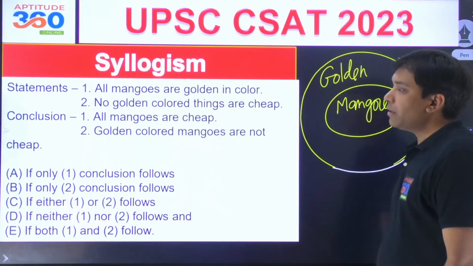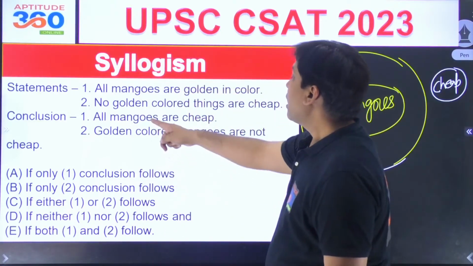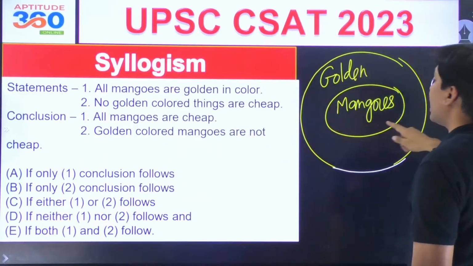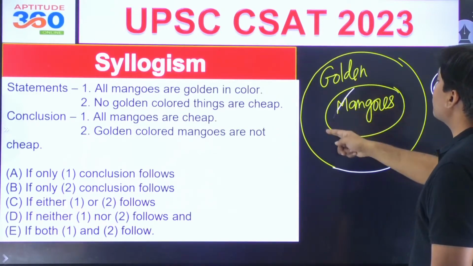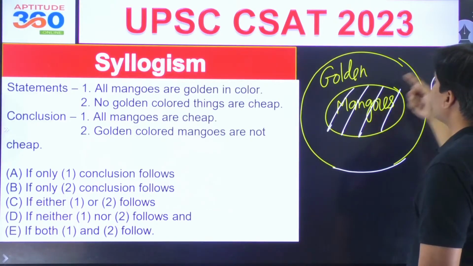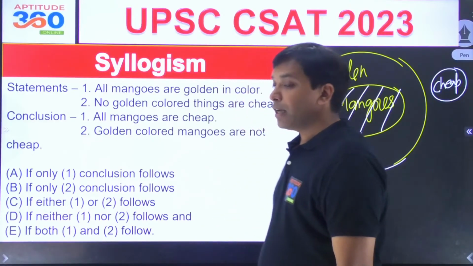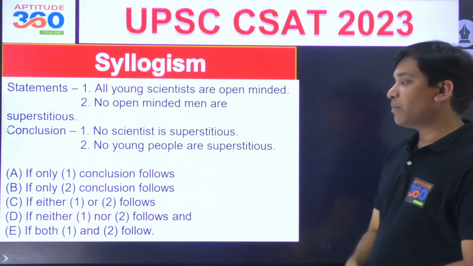What is the answer over here? Almost everybody is getting B as the answer. All mangoes are cheap? No, all mangoes are not cheap at all. Golden colored mangoes are not cheap. Golden colored mangoes, so these mangoes are what? Golden colored. They are not cheap. That is the right answer. Option number B is absolutely correct. Good job, people. Go ahead, read the problem.